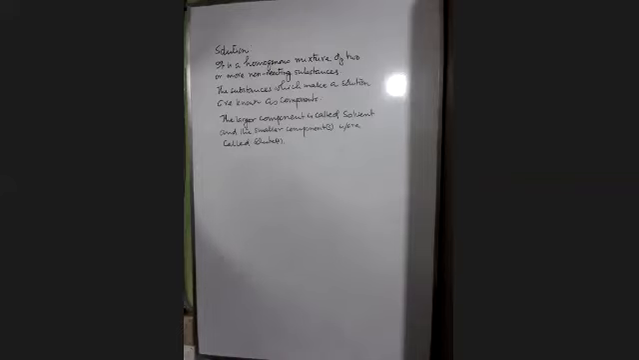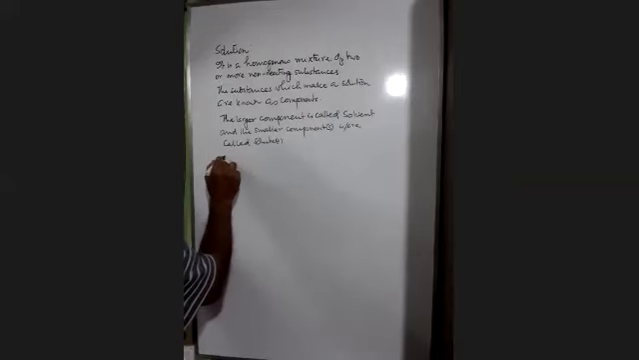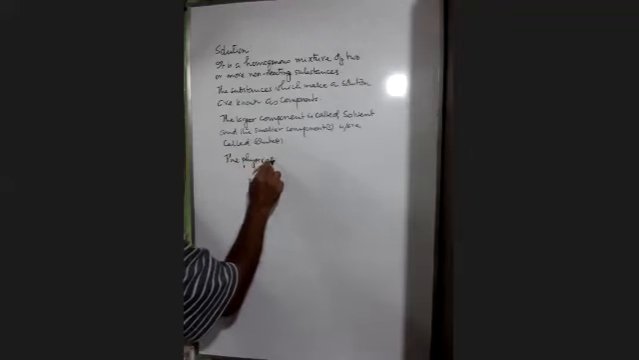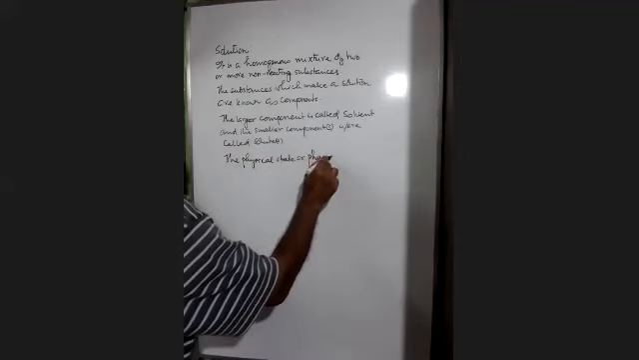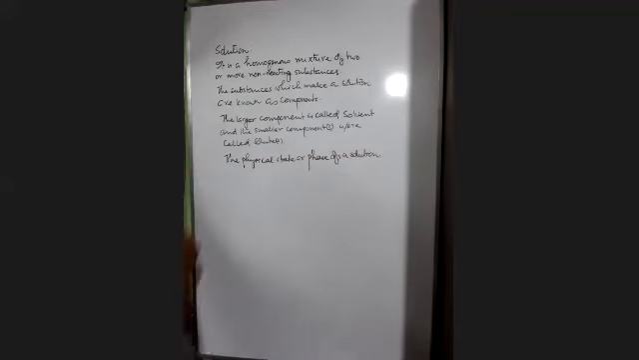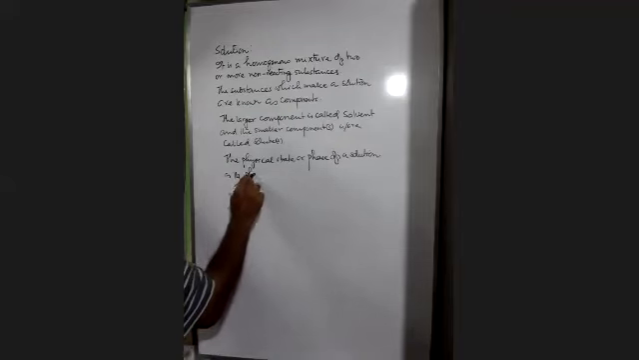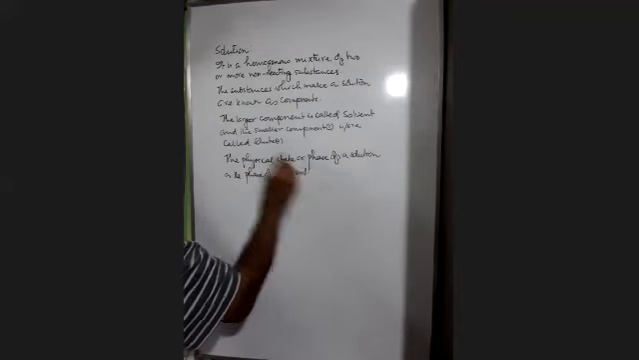So it looks liquid. So what should I write? That is actually something you are supposed to know in class 12, but you should know it in the beginning. So we'll write now: the physical state or phase of a solution is the phase of a solvent. Understood now? Phase of solvent.